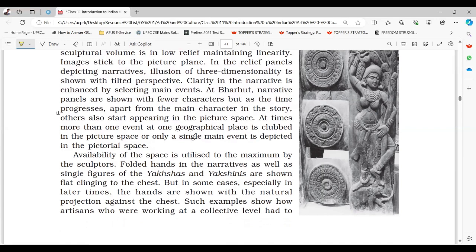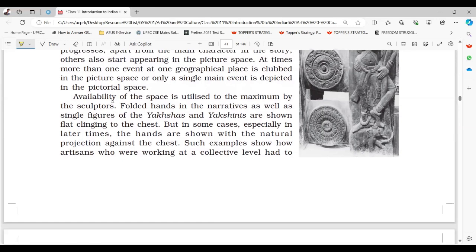At Bharhut, narrative panels are shown with fewer characters, but as time progresses, apart from the main character in the story, others also start appearing in the picture space. At times, more than one event at one geographical place is clubbed in the picture space, or only a single main event is depicted in the pictorial space. The available space is utilized to the maximum by the sculptors.